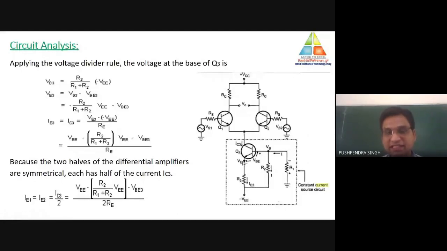Now what is IE3? IE3 is equal to VE3 minus the negative supply divided by R3. So that is the value of IE3. So see from here, VB3 is that much, then VE3 is VB3 minus VBE3 from this particular loop. Now substitute the value of VB3 from this equation. So VB3 is minus VEE times R2 divided by R1 plus R2.